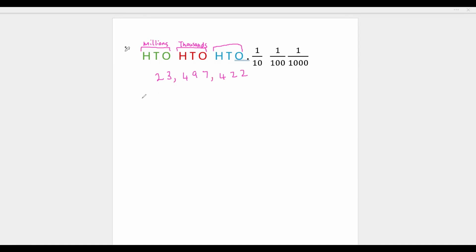So we can write that as 23 million, and then we can put our comma in here. We then go into the next block, the thousands block. We're going to read this number in its entirety. Here we have the number 497, so we can write this as 497, and because it's in the thousands block, we're going to put thousand after there.